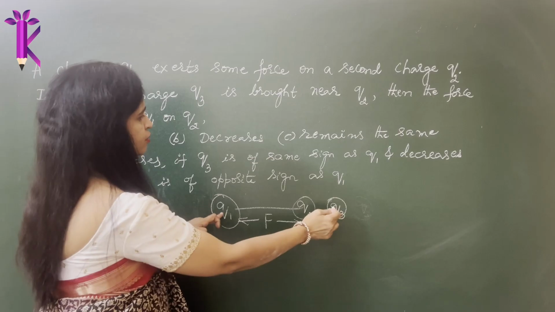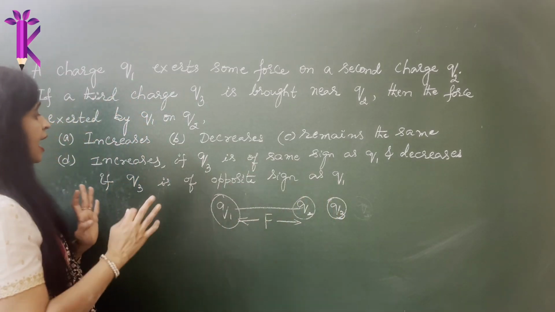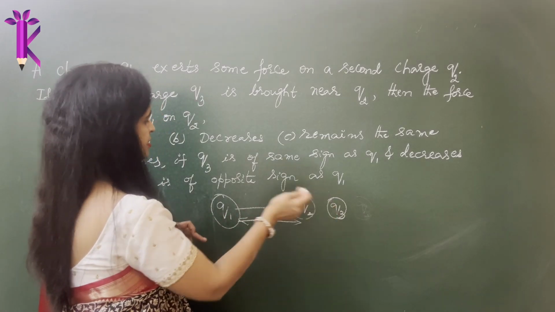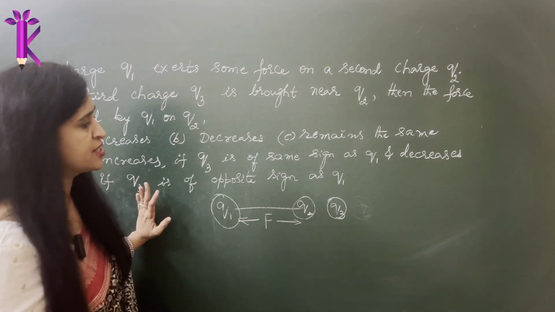So these two, if both of them, q1 and q3, have the same sign, they say it is increasing, and it decreases if this is positive and this is negative, or this is negative and this is positive. I don't think we require all this information at all.